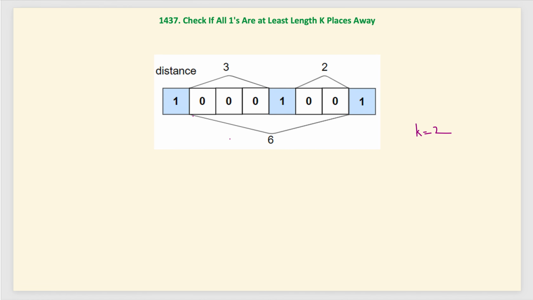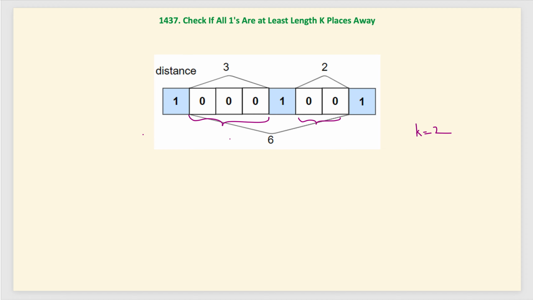What we need to see is that if we have two consecutive ones, the distance between them is the number of zeros, which is 3 here. That is greater than or equal to 2. Similarly here it is 2, which is greater than or equal to 2. And these two are also fine. So we go one by one through the consecutive pairs of ones, and if the distance between them is greater than or equal to k, we keep going. Wherever it is not satisfied, we return false.